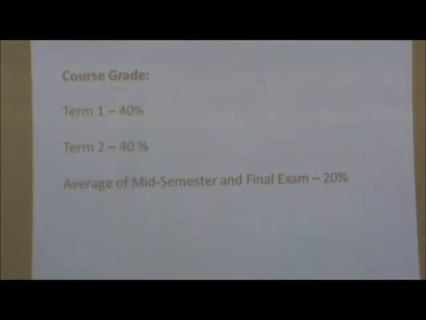The course grade, which is the grade that you'll see on your final transcript for this course: Term 1 is worth 40%. Term 2 is worth 40%. And in this course, we do have a mid-semester and a final exam. So each of those is worth 10% apiece, or you can think of it as average the two together, and that's your last 20% of the course grade.